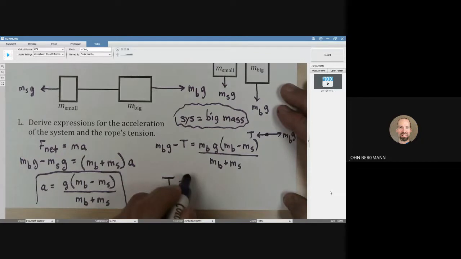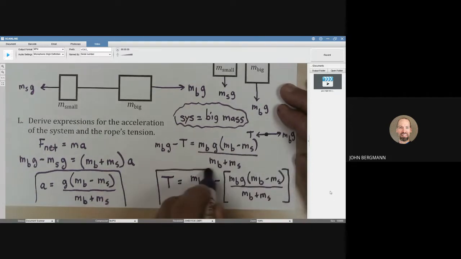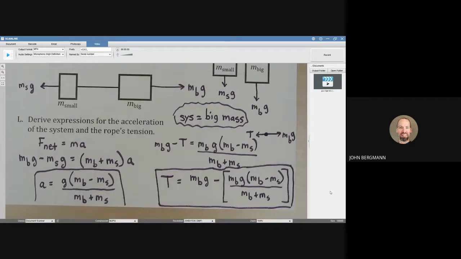Again, we could factor out some things, but I don't want to waste your time here. But you see if this seems to make sense. mbg, and then we end up subtracting this whole thing. mbg, mb minus ms over mb plus ms. There you go. Again, we could factor out an mbg if we wanted and put the quantity 1 minus something. That would be perfectly good.